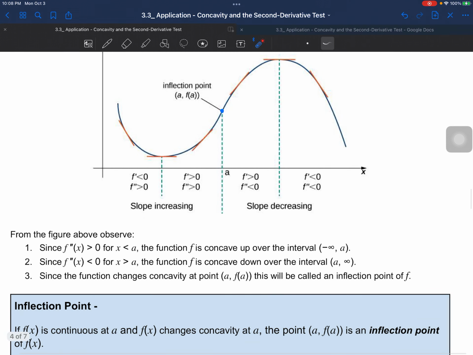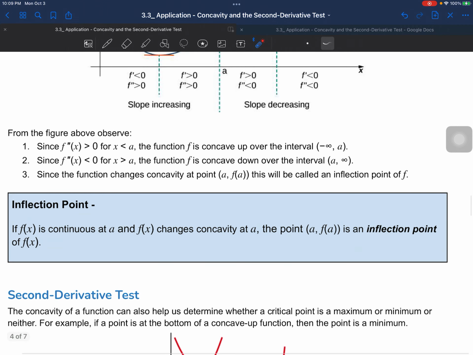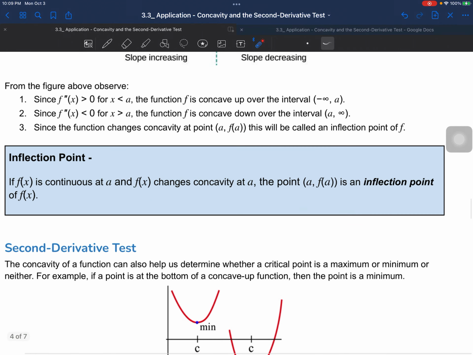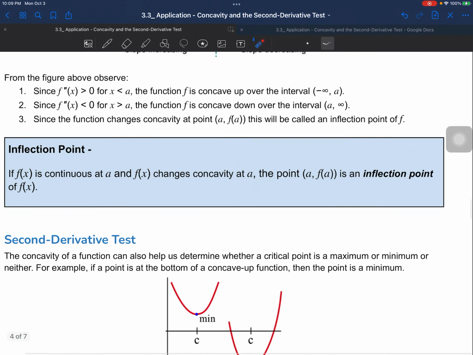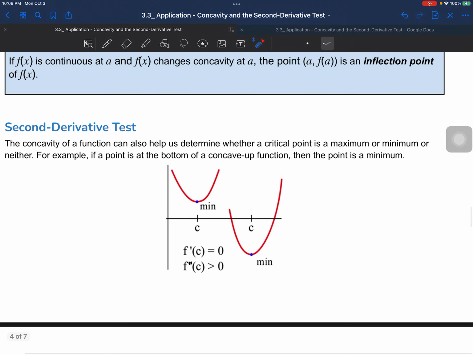We'll talk about that more in the future, but that's pretty much it. It is the point of inflection where the function changes concavity. We're going to talk about more in another example, but for now, we'll move on to the second derivative test.